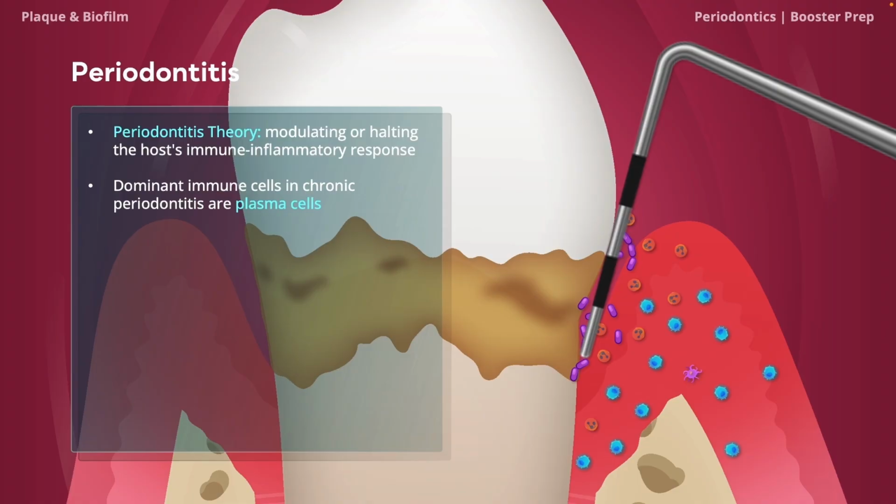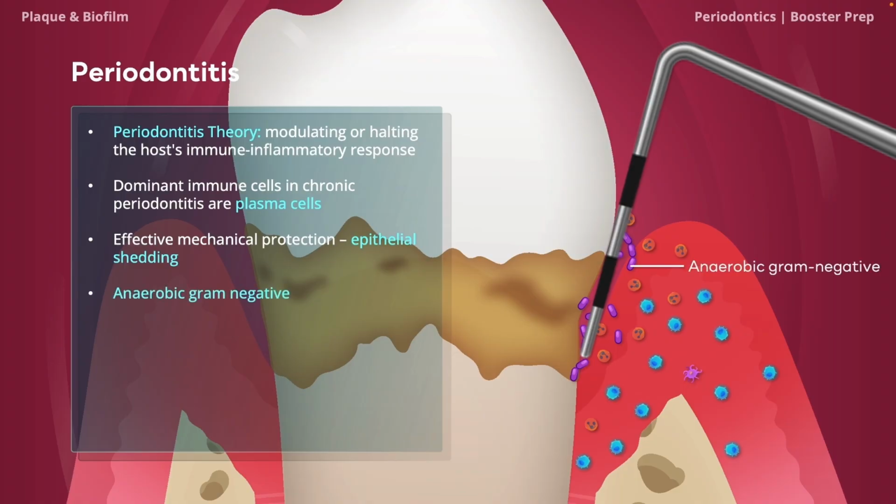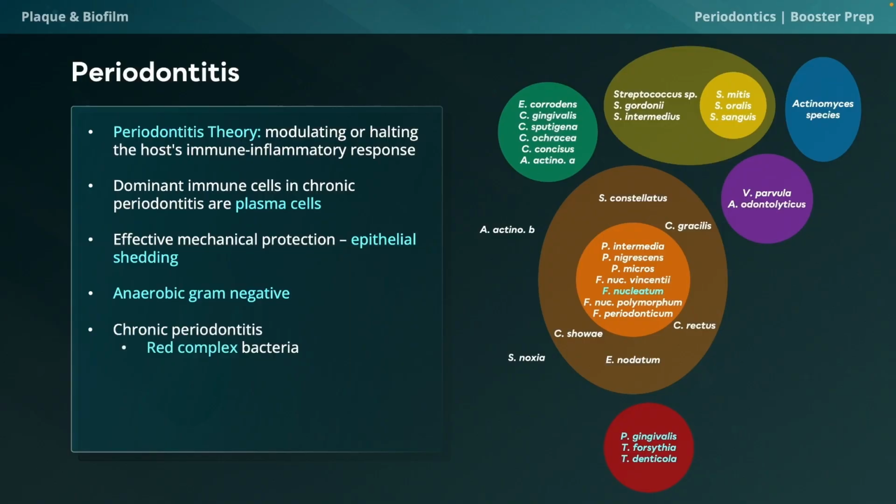You may run into a process called epithelial shedding. This is where the top layer of cells in the gingiva naturally sloughs off and is replaced by new cells. So this helps protect the gums by removing bacteria that are attached to the surface and stopping them from going deeper and infecting the tissue. And then another key point you need to know is that just like in gingivitis, periodontal pockets have more gram-negative anaerobic bacteria.